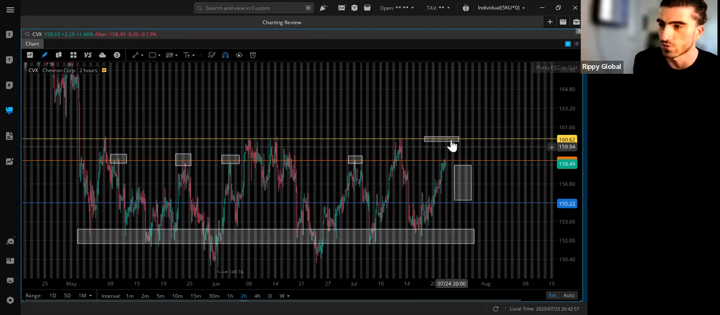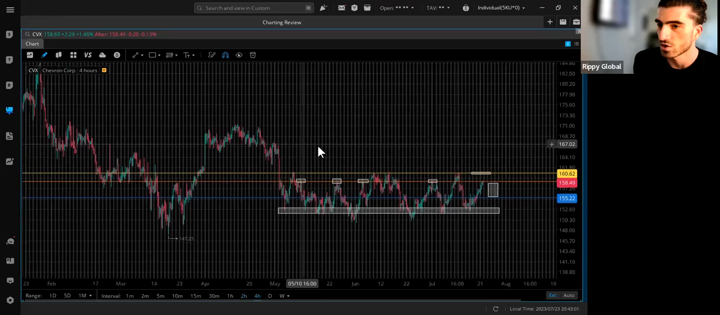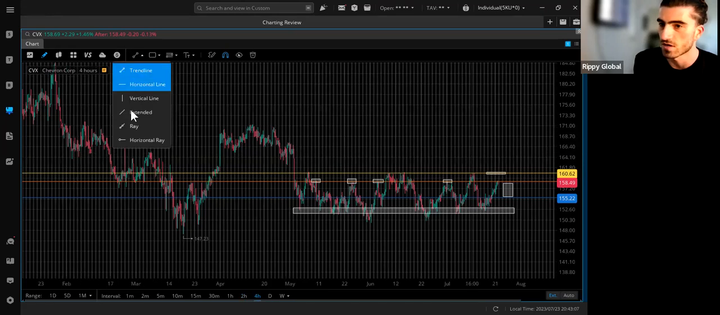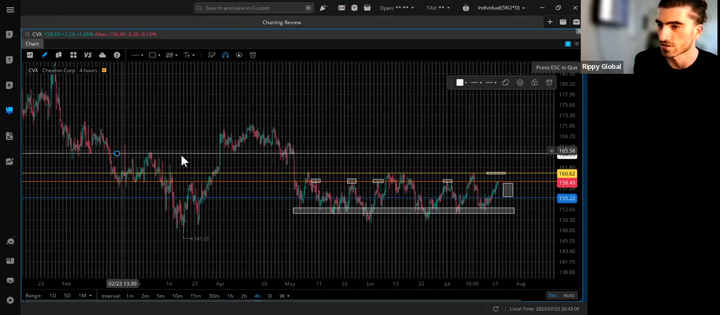But if buyers step in and we do break above that 160, I'm going back to the 4-hour now, we could fill the gap to where we had heavy consolidation historically. Roughly 165 a share could be filled if 160 breaks on the upside.